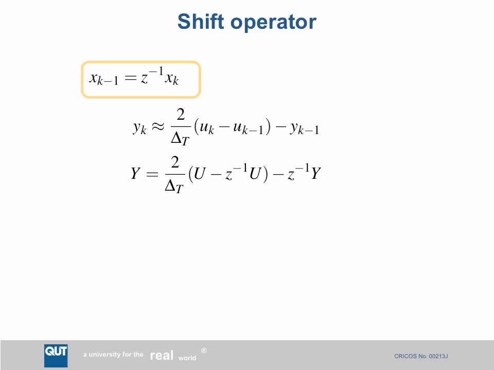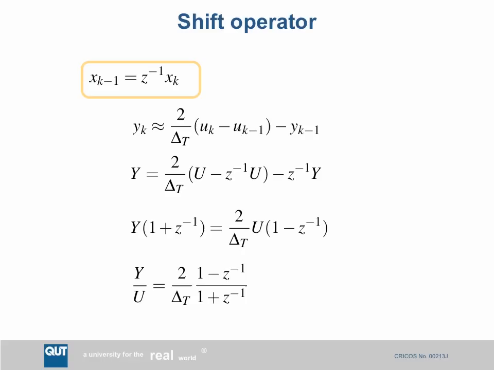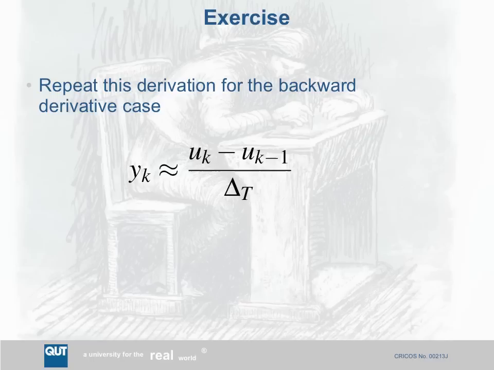Now I can rearrange this expression. I can bring all the Y's over to one side, and then I can put it into transfer function form. Y over U is equal to this expression. It's a ratio of two expressions in z to the minus 1. Now, this is an improved estimate of a derivative. So what we can do is wherever we find an s in a Laplace transform, we can replace it with this expression containing z to the minus 1s.